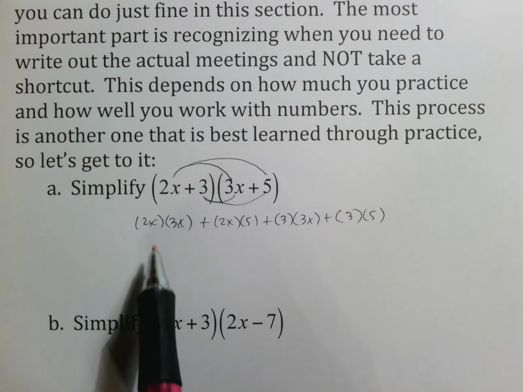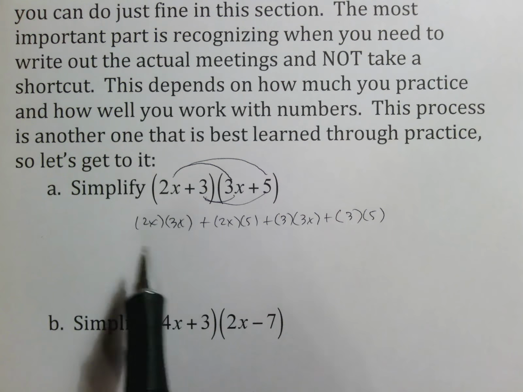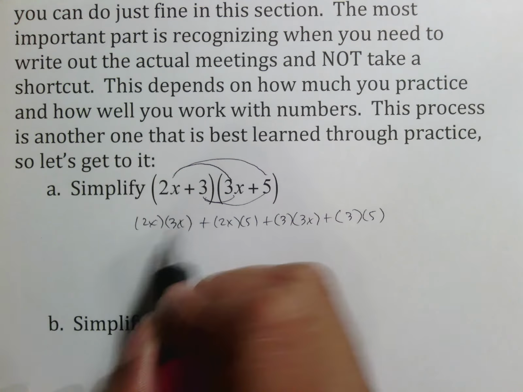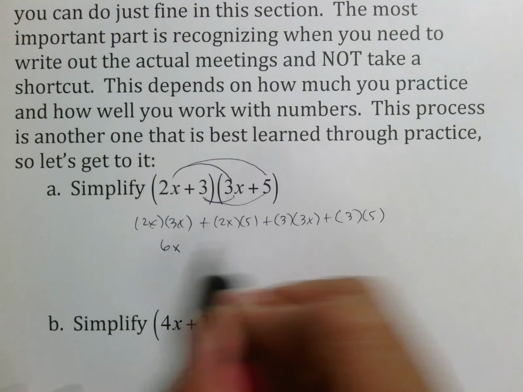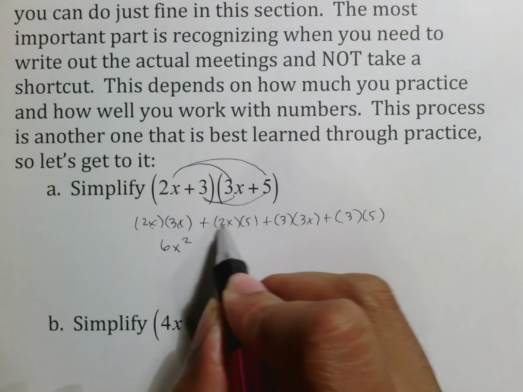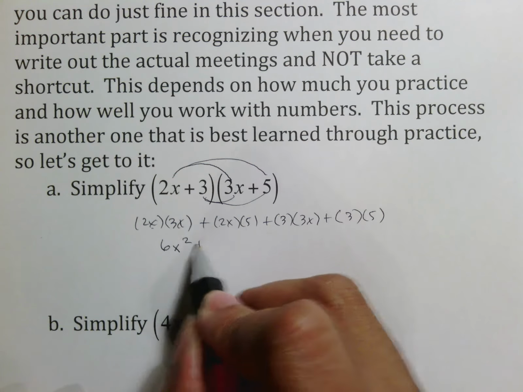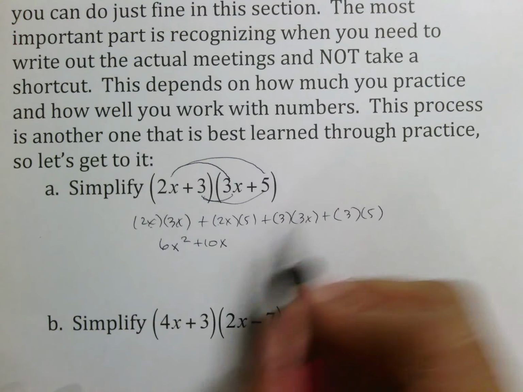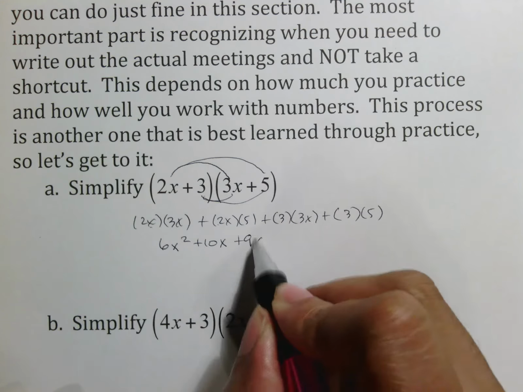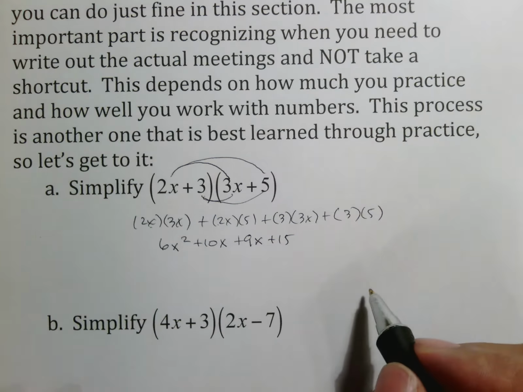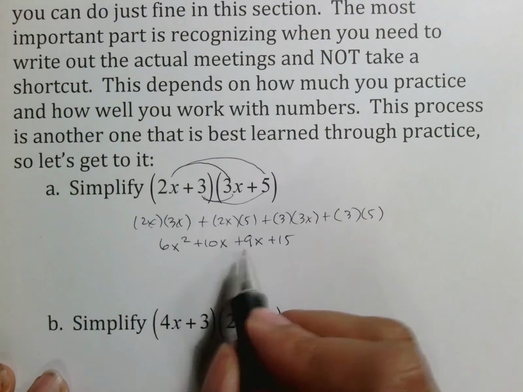Now all we have to do is the same thing we did yesterday, which is to multiply these things out. There is no sign here, so it's positive. 2 times 3 is 6 with 2 x's. Then 2x and 5, looking at this one, no sign, but it is positive 10 with 1x. Here, no sign, but it is positive 9 with 1x. Here, positive 15.